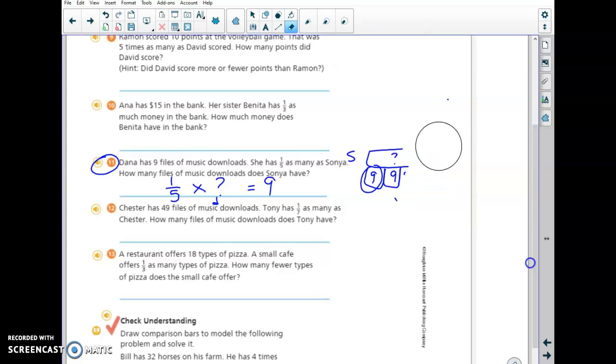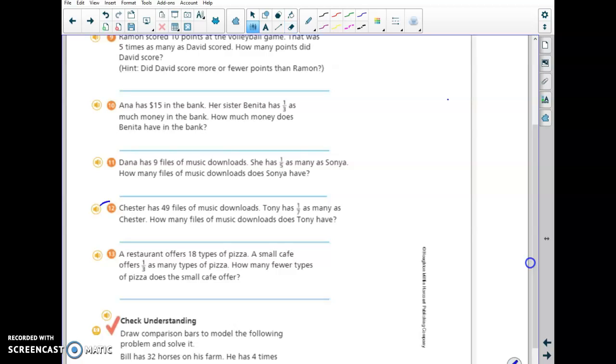We got another person with music downloads. We have Chester, number 12. Chester has 49 files of music downloads. Tony has 1/7 as many as Chester. How many files of music downloads does Tony have? Well, if you want to make a comparison model, you know that Chester has more, right? So I'm going to put C for Chester. He's got 49, and Tony has 1/7.